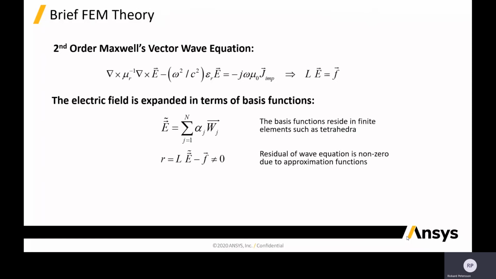And these basis functions reside in finite elements. And in HFSS, those finite elements are tetrahedra.